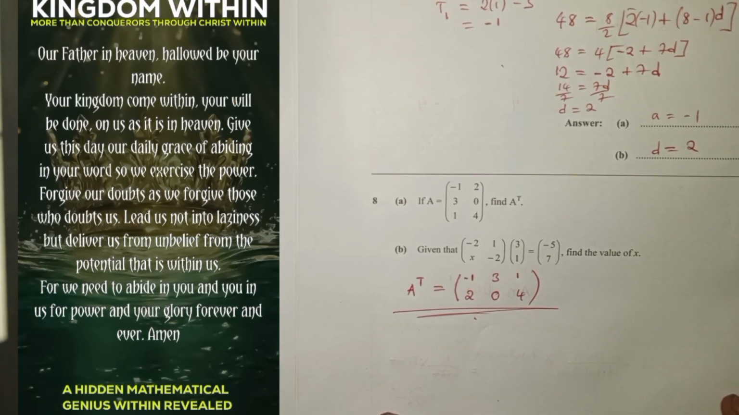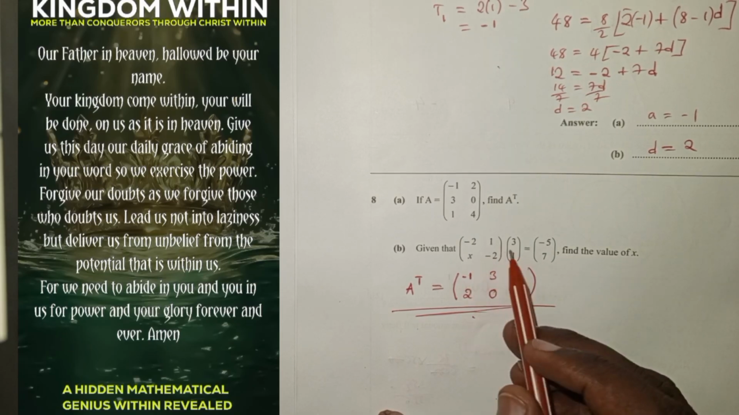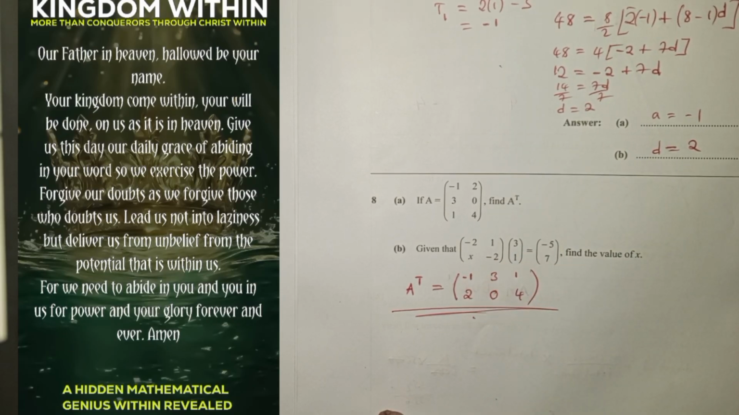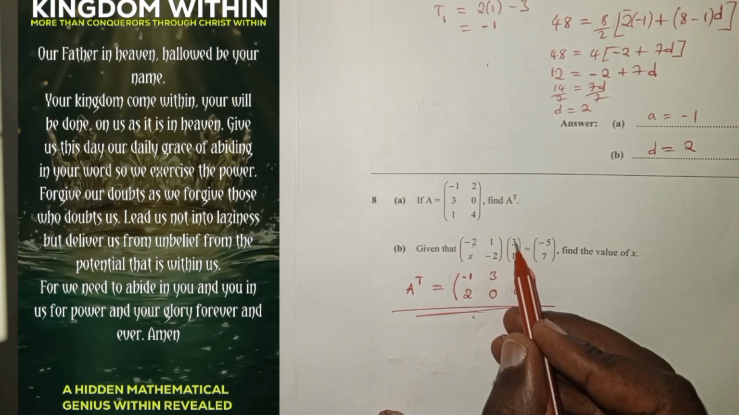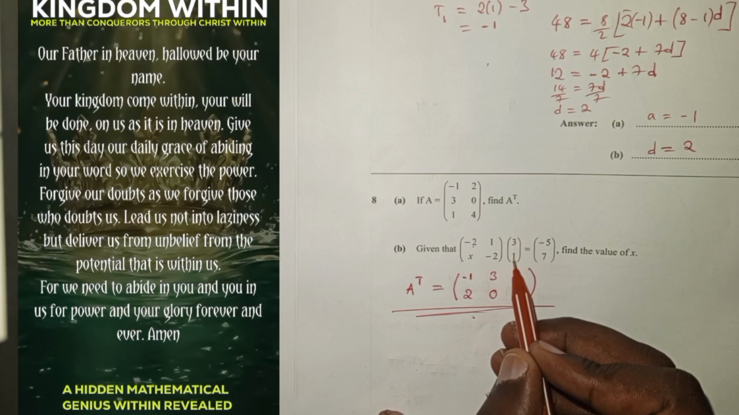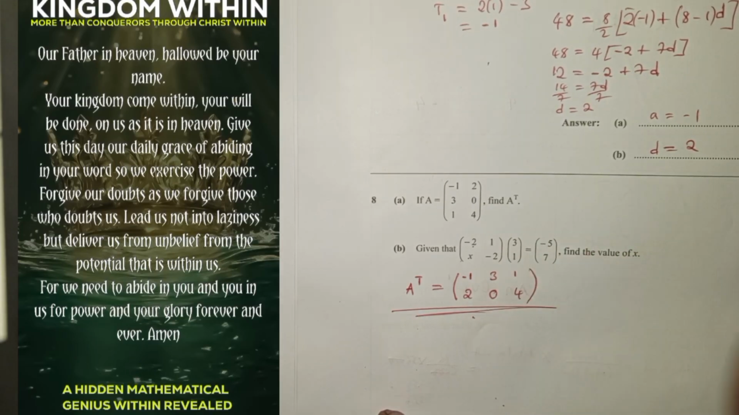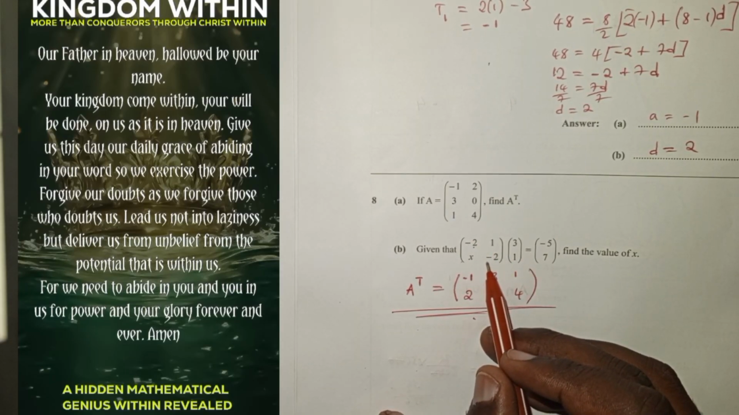Okay, then B, given that, so we have the two matrices. Here there is a product, and this is equal to the column matrix, that is minus 5 and 7. So here we need to multiply. We know that matrix multiplication is row by column. So this will be minus 2 multiplied by 3. So this row should multiply a column. Since there are no other columns, then this will be done. Then we go to the next row.